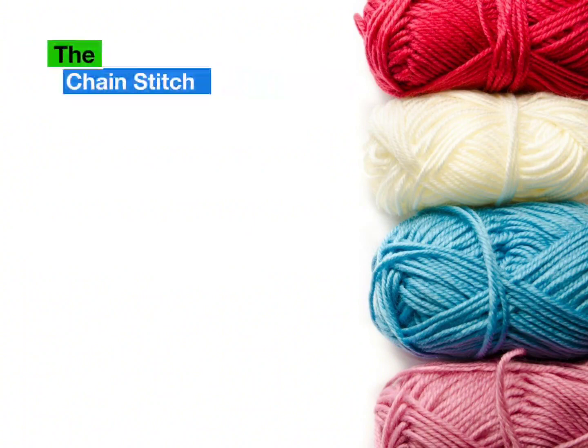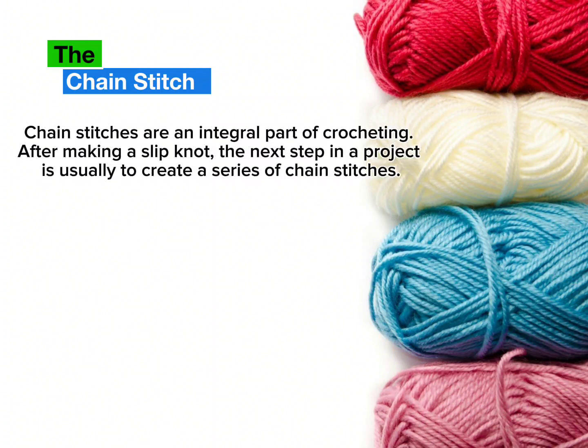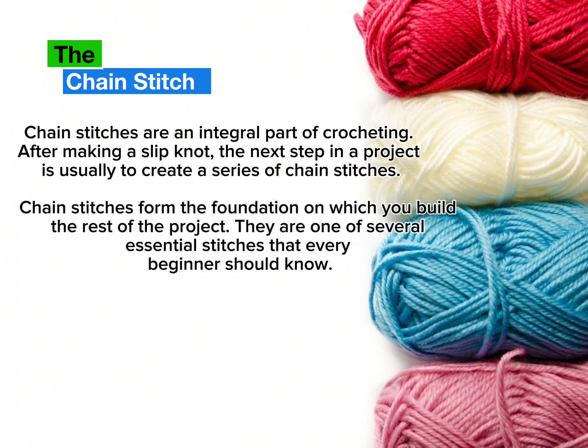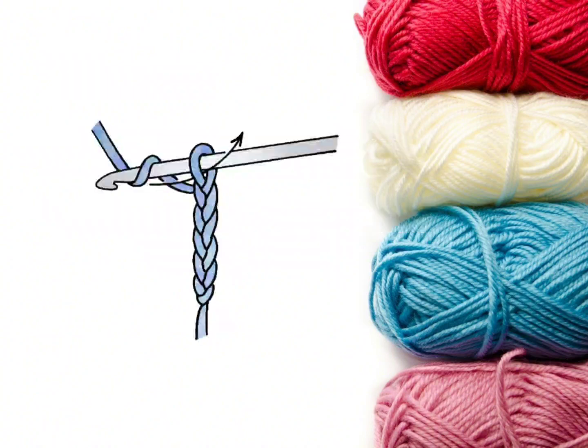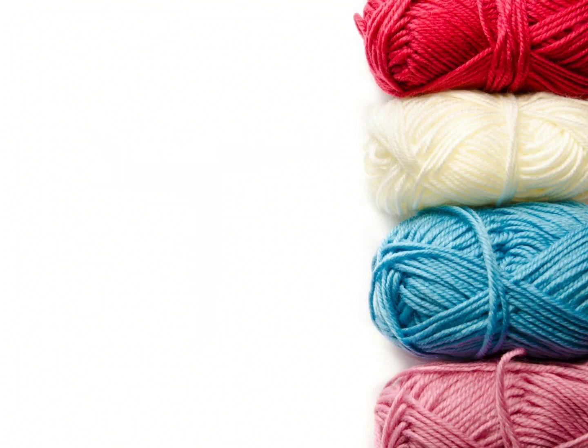The first one is the chain stitch. The chain stitches are an integral part of crocheting. After making a slip knot, the next step in a project is usually to create a series of chain stitches. Chain stitches form the foundation on which you build the rest of the project. They are one of several essential stitches that every beginner should know. I will show you a video clip on how to make chain stitch.